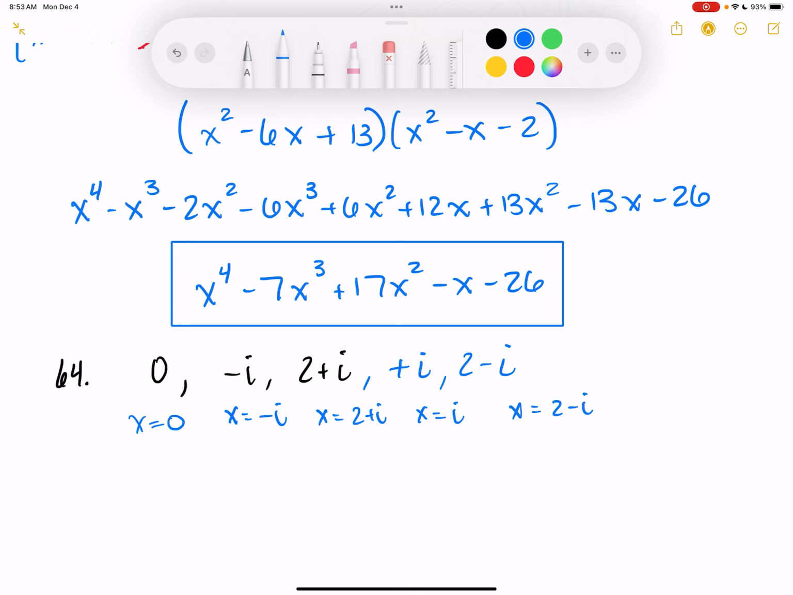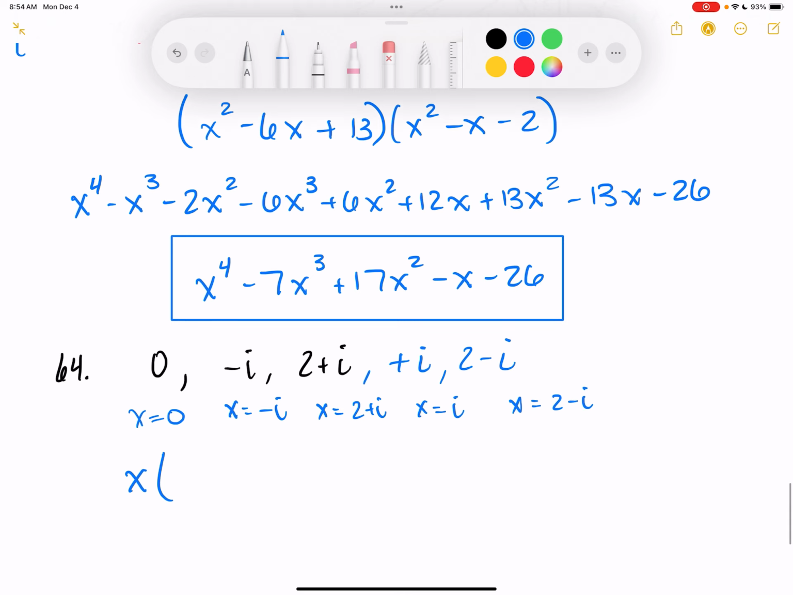So in terms of the factors that I have, I'm going to just have an x out front because x equals 0. That's nothing. I'm not moving anything over. So that's just going to be x times. I would put the things that are similar beside each other. So I'm going to have x plus i times x minus i.